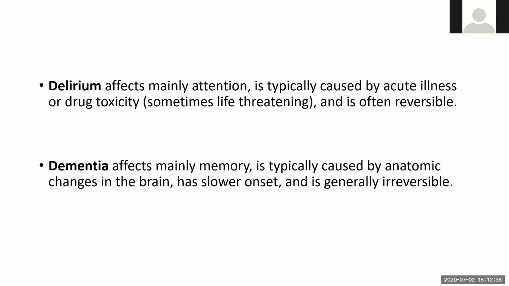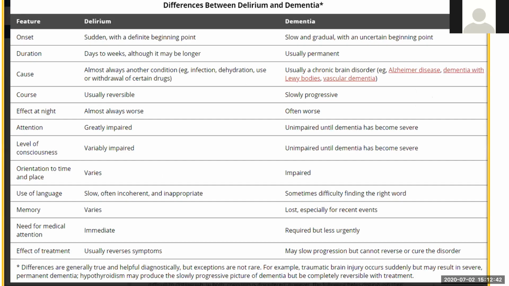This is a table defining the differences between delirium and dementia. It is quite important to know the differences because you need to know whether you are on the right path. Because if you think that your patient is having dementia, you might miss out on treating the reversible causes of delirium, and you might miss out on improving the symptoms of the patient.